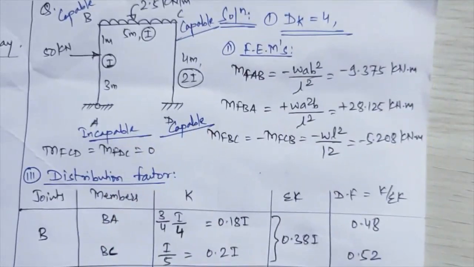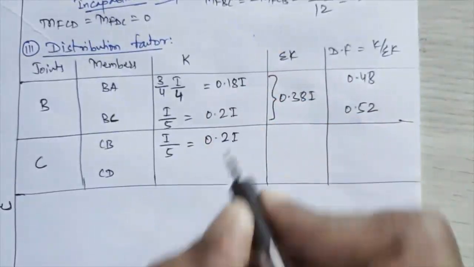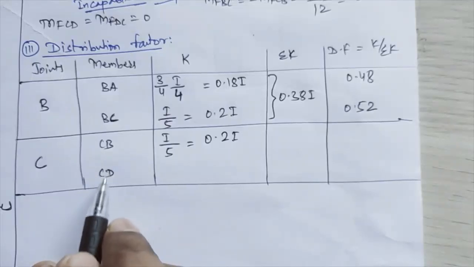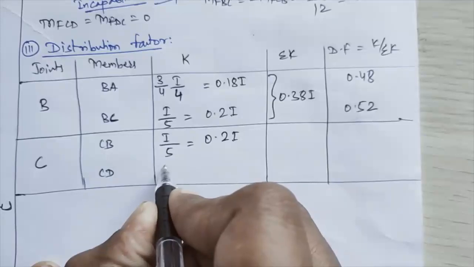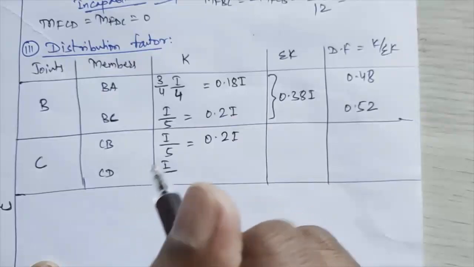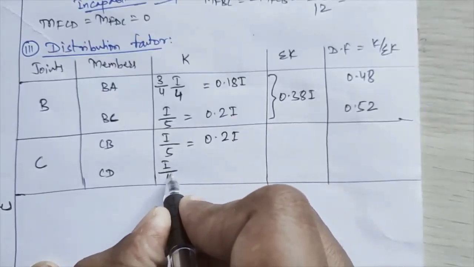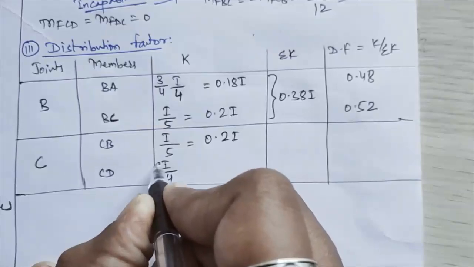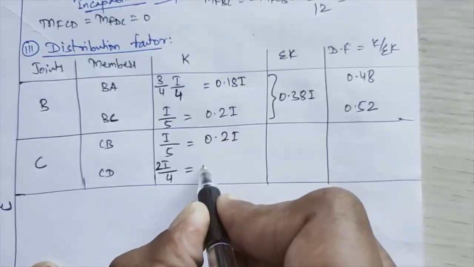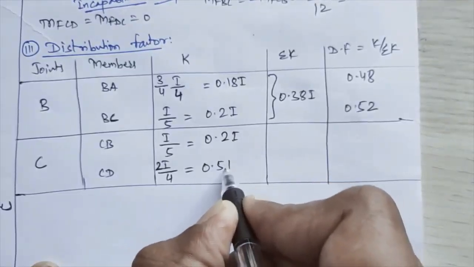So we'll see one by one. CB member, for B, relative stiffness comes equal to I by L. L of CB is again 5. So I by 5, I get this as equal to 0.2 of I. Right. Next, moment is transferred from C to D. D is again a capable support, so again relative stiffness comes I by L. L of member CD is 4. But here the change is that your I value is given as 2I. So that becomes 2I divided by 4, that is I by 2. It comes equal to 0.5 of I.